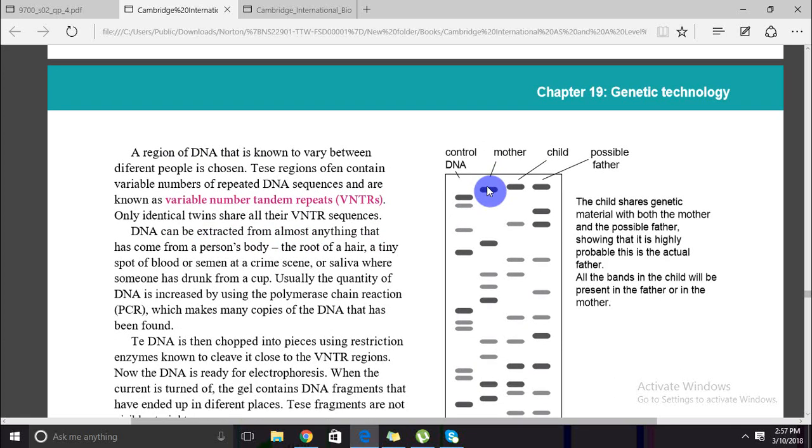DNA can be extracted from almost anything that has come from a person's body, the root of a hair, a tiny spot of blood, etc. And usually the quantity of the DNA is increased by using PCR, which makes many copies of the DNA that has been found. And you really need to get an understanding of PCR because it has been specifically mentioned in the syllabus that you need to know the principles of PCR and the involvement of cloning and amplification of DNA with reference to the Taq polymerase.